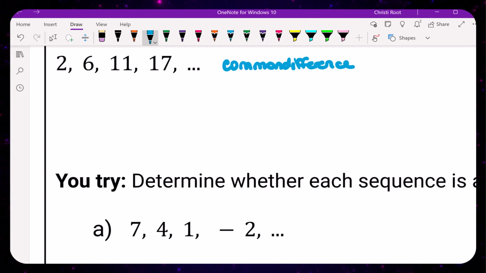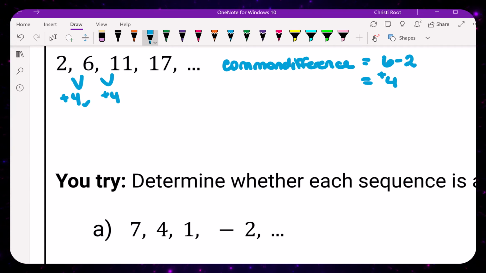And the common difference is going to wind up being 6 minus 2. So 6 minus 2 is 4. Am I actually adding 4 to each number? So 2 plus 4 is 6. Yes. 6 plus 4 is 10. Oop. So no, it's not going to be a common difference. There's no way this is going to be arithmetic. I really don't think this is geometric at all.